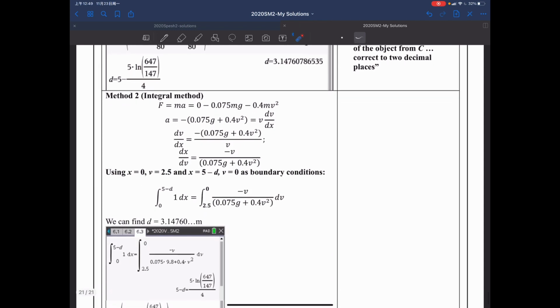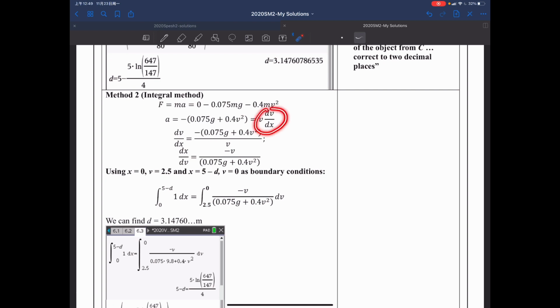Another method will be using separation of variables. Of course, you need to use v dv/dx as well, but it will take you a bit longer because you want to flip them around, divide v through, and also make dv your integration variable. And strategically, I've chosen 0 to 5 minus d as reasoned above, and the starting velocity is 2.5. Stopping velocity is 0. So on the right hand side, I'm integrating from 2.5 to 0, and on the left hand side, I'm integrating from 0 to 5 minus d, okay?